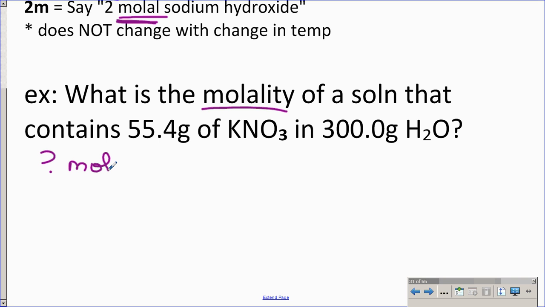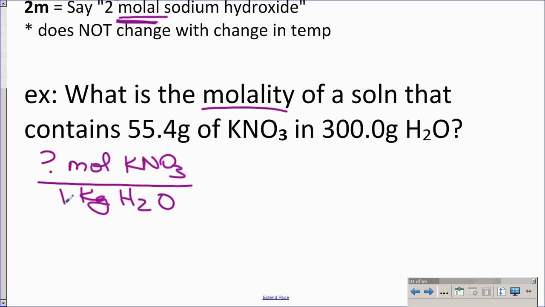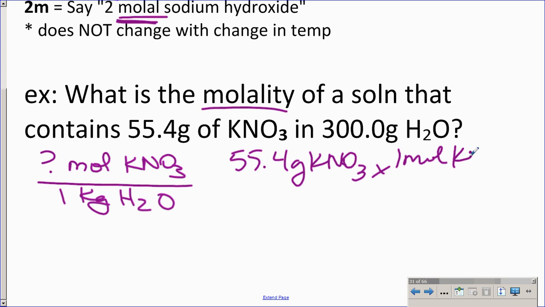Of, who's a solute? Over. Okay, I'm going to put kilograms of solvent, which is water here, and you can put 1 there, but in the end, we're going to be dividing by the number and then solving for it to be over 1. So we're looking for this. What are you going to start with? Change it to moles. 55.4 grams of potassium nitrate, 1 mole of potassium nitrate.